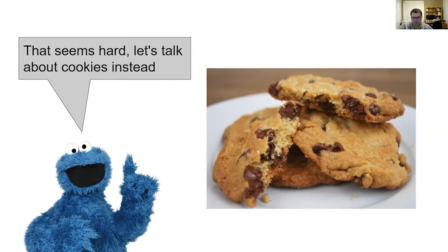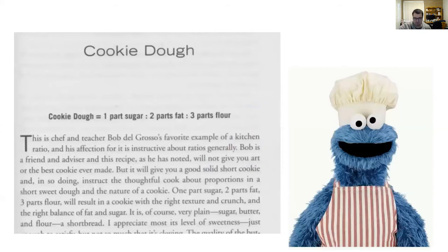As it happens, the classic recipe for perfect cookies, the cookie dough recipe, is 1 part sugar to 2 parts fat, and by fat we mean butter, to 3 parts flour. This is an example of ratios used in cooking, because we don't always have the right amount of materials, but as long as we have 1 part sugar by mass to 2 parts fat and 3 parts flour, we're going to get some pretty decent cookies.